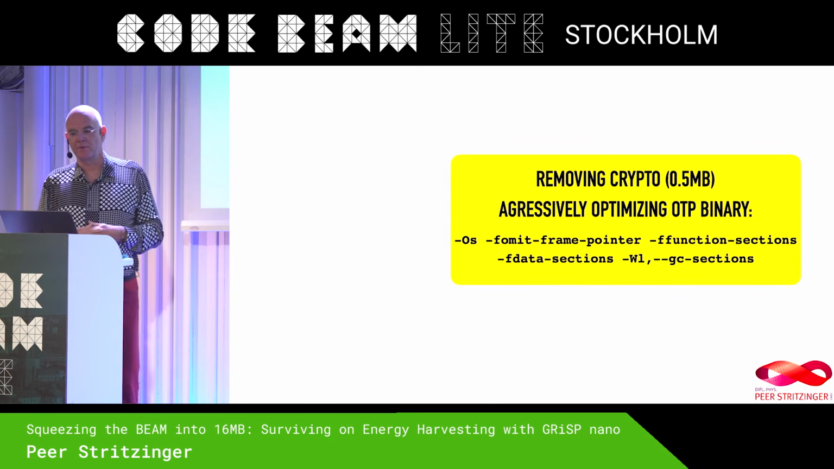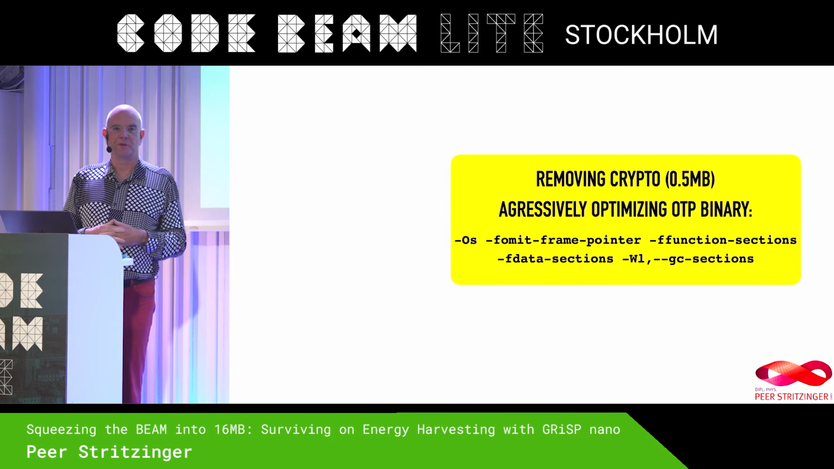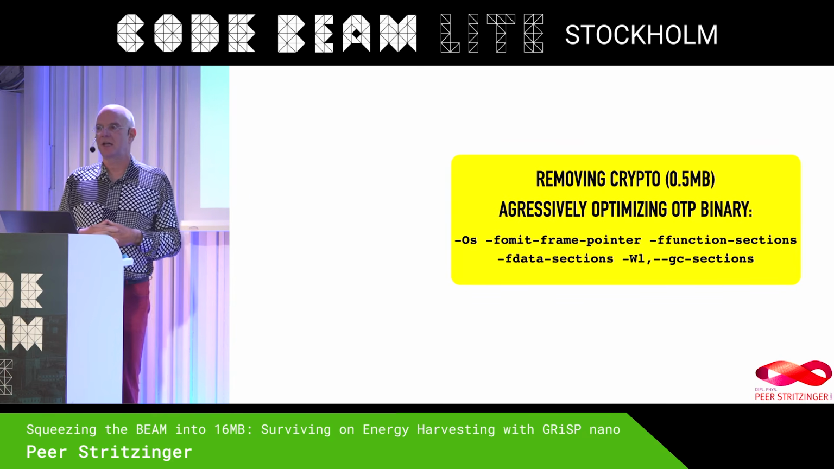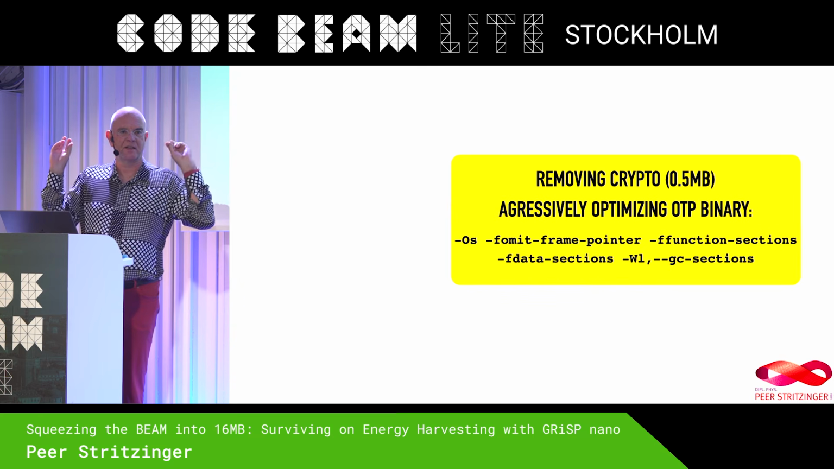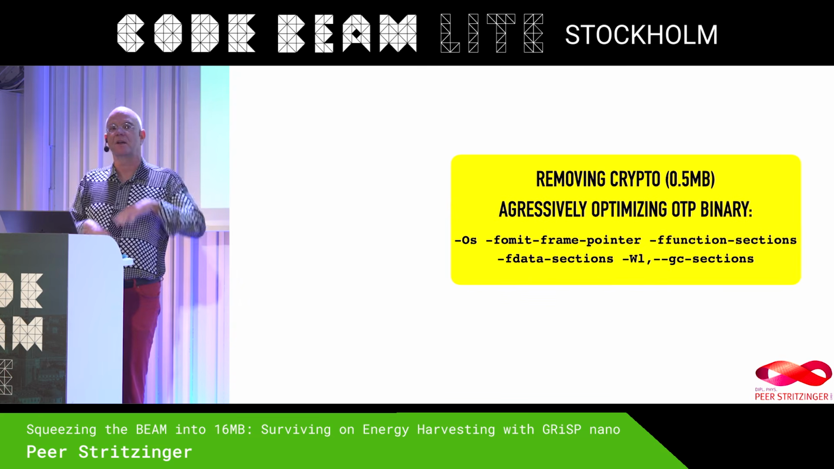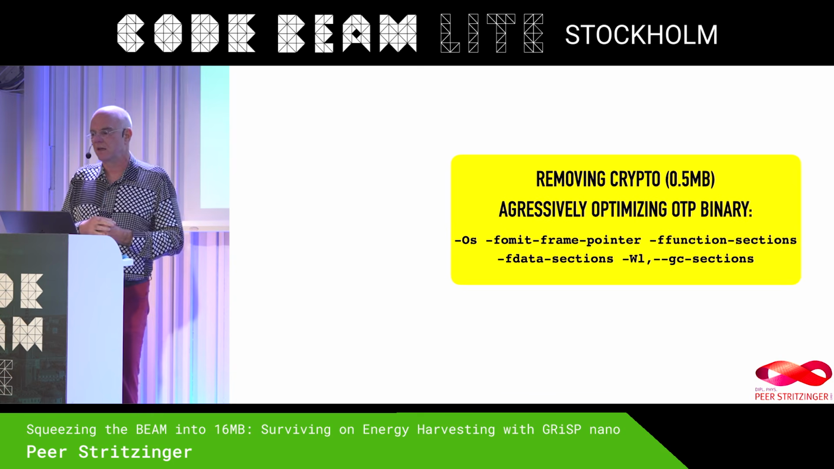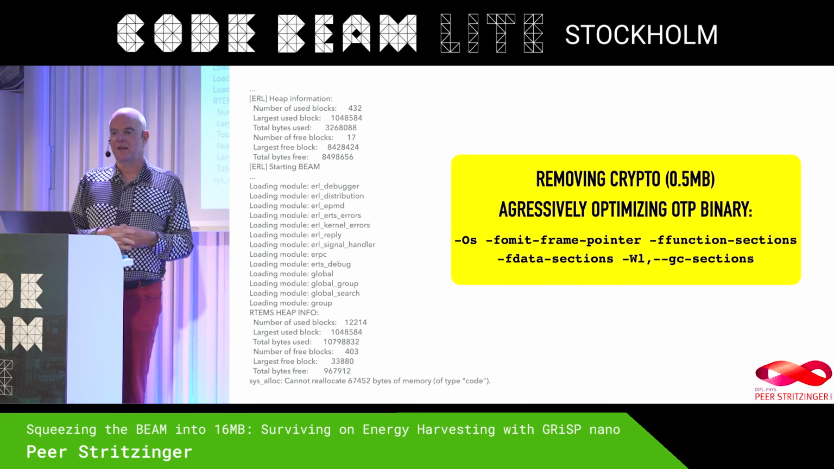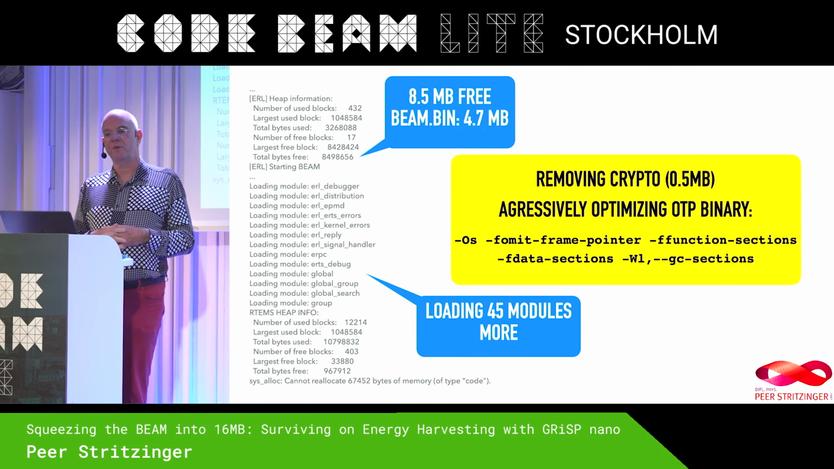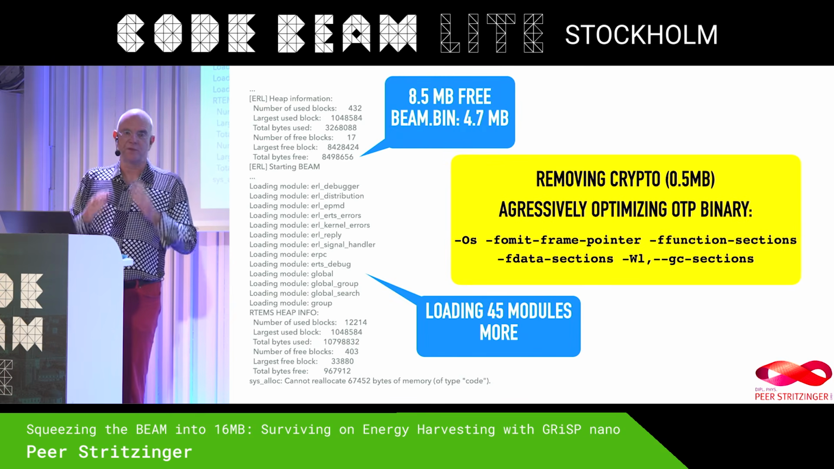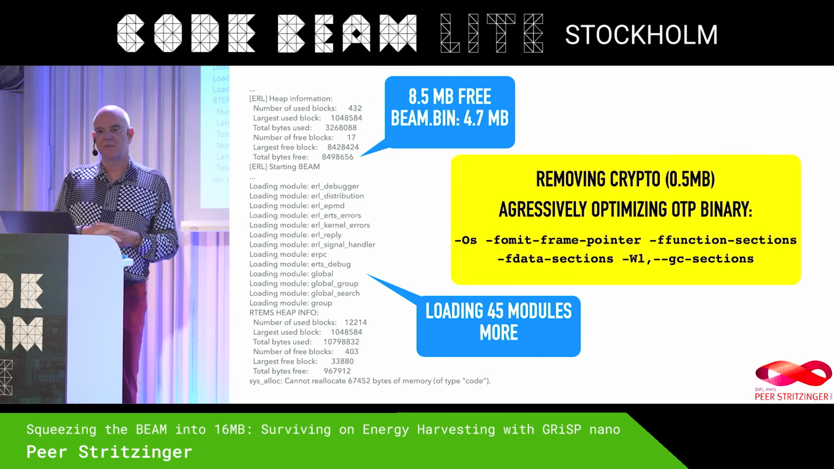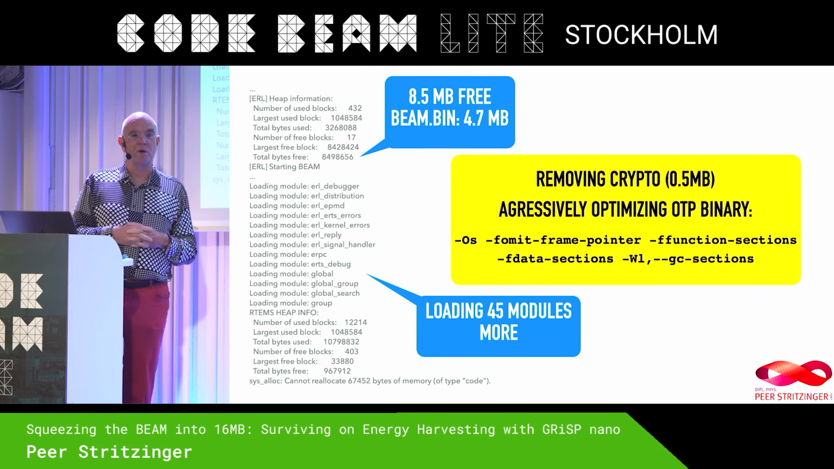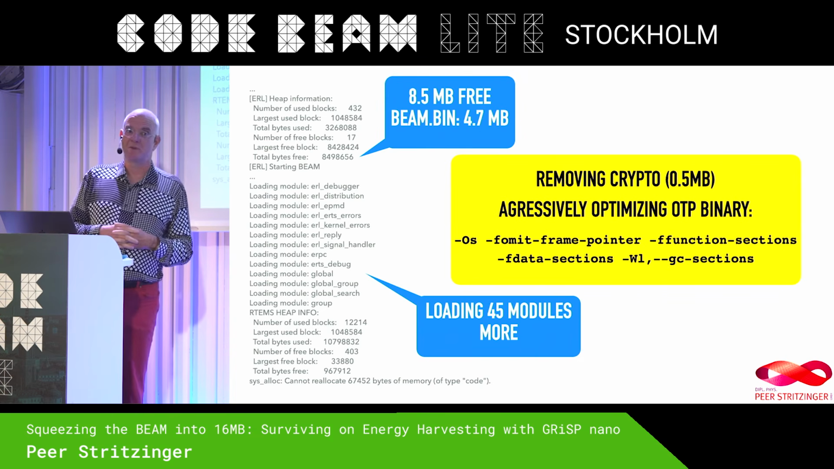So what we first did is remove crypto, 0.5 megabytes. And we aggressively optimized the binary, with omit frame pointer and all kinds of things, size optimizations of code, basically, with compiler flags. And that looked like that. Oh, 8.5 megabytes free. And beam.bin got down to 4.7 megabytes now. And we can load 45 modules more. There are many more, by the way.